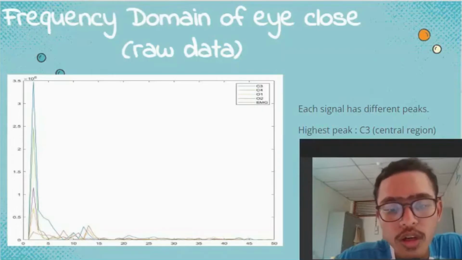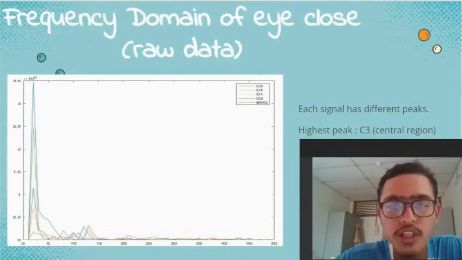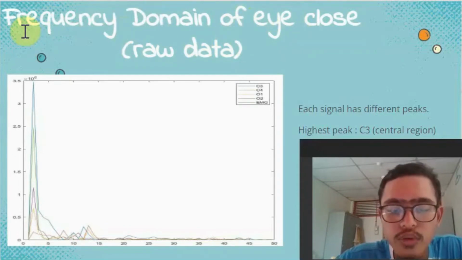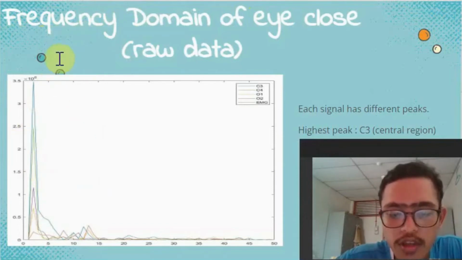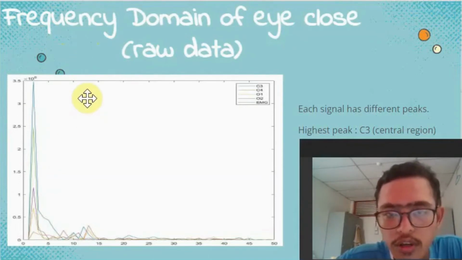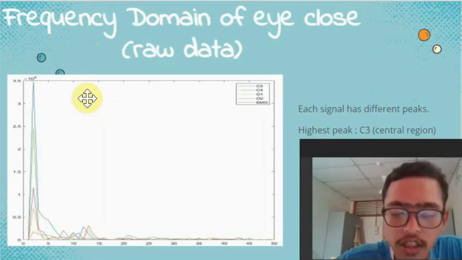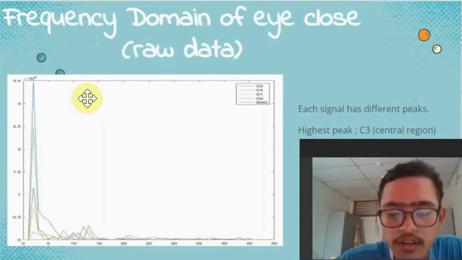Now I will continue presenting and explaining about the frequency domain of eyes closed of the raw data. In order for us to know the artifacts of the signal, we need to convert the raw data into the frequency domain, like shown in this figure. The function of the frequency domain is to know the exact frequency at which peaks are occurring. The frequency domain representation of a signal allows us to observe several characteristics of the signal that are either not easy to see or not visible at all when you look at the signal in the time domain.